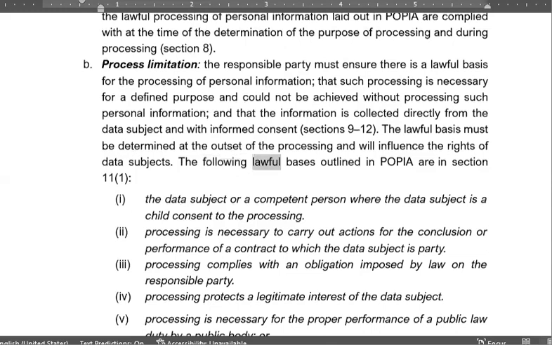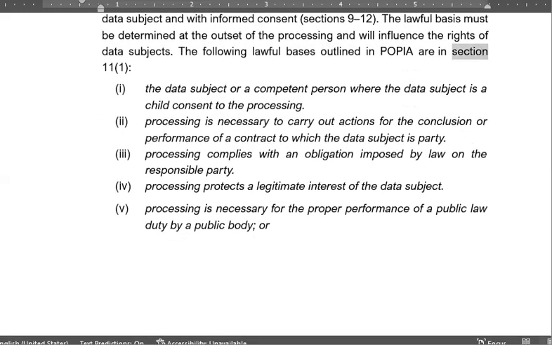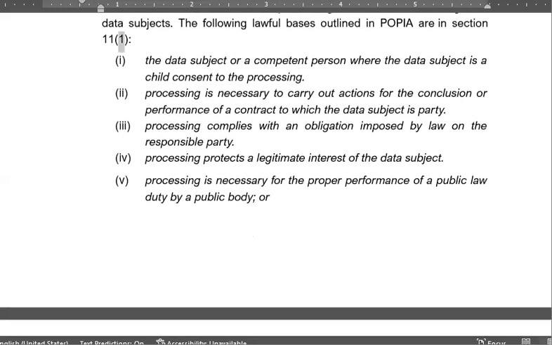The following lawful bases outlined in POPIA are in section 11(1). The data subject, or a competent person where the data subject is a child, consents to the processing. Processing is necessary to carry out actions for the conclusion or performance of a contract to which the data subject is party.